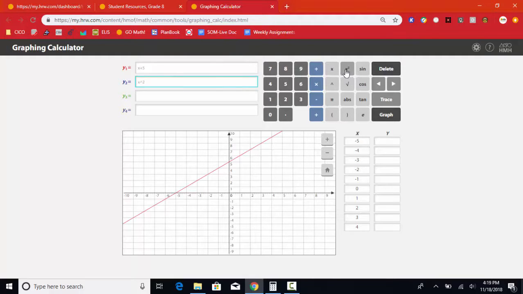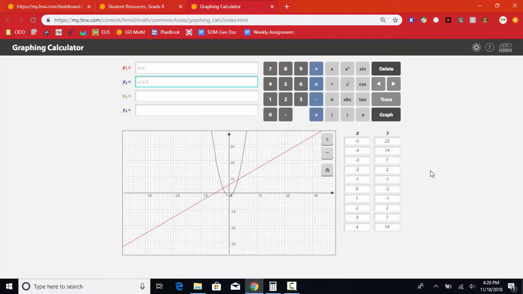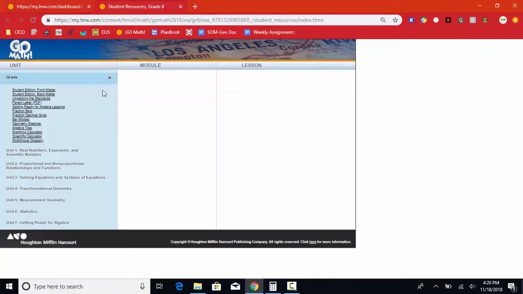And if we do x squared minus 2, then we graph it, and you have your equation there. And you can graph up to 4 of them, and you can find where they intersect. You can move this around to see, zoom in, zoom out, back, and it gives you your t-table over here. Okay, we exit out of there.